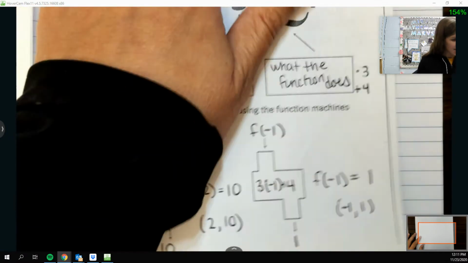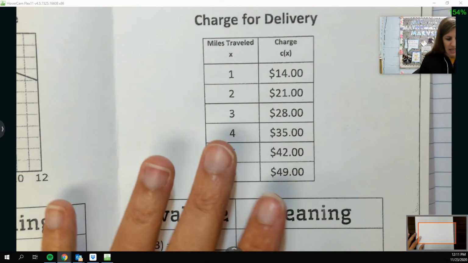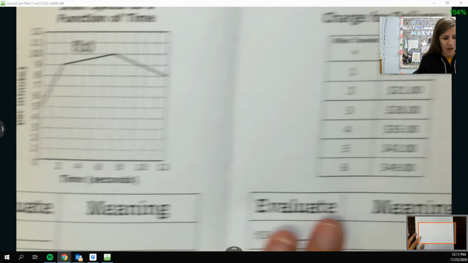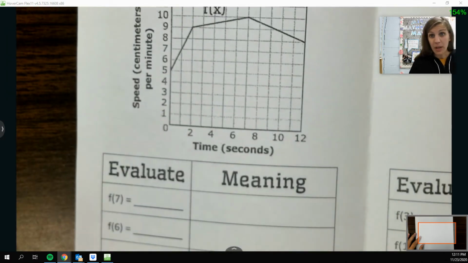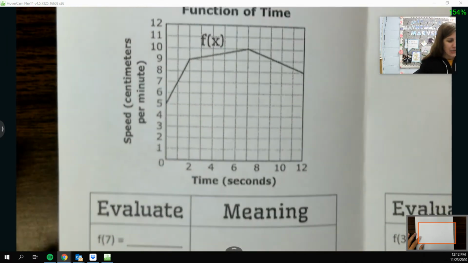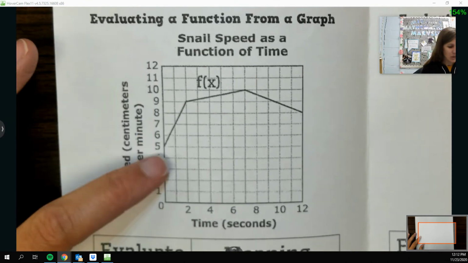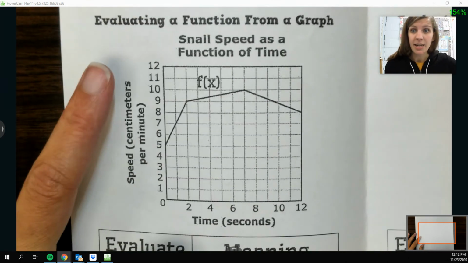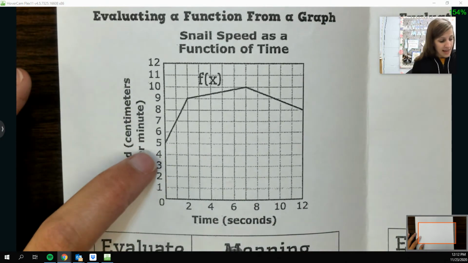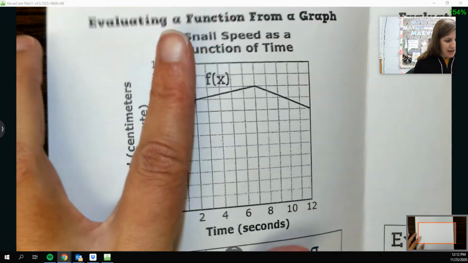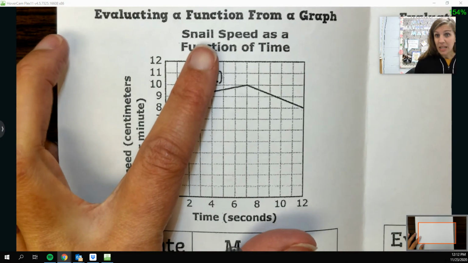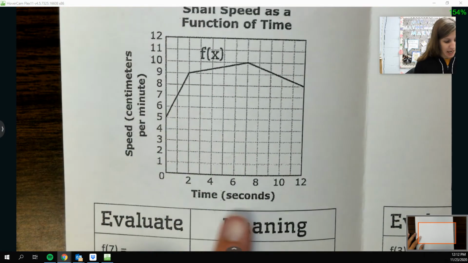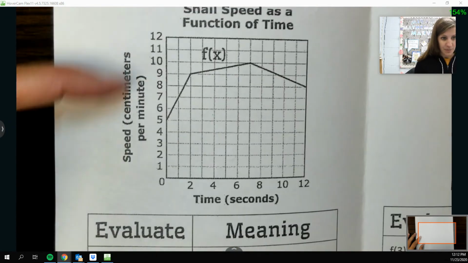Alrighty, let's take a look at 42. So it's just more of the same, except we're going to look at our functions in a slightly different way. And I'm going to leave a couple on this one for you guys to try. So if we look at the one on the left, we're looking at our graph. This time they don't give me an equation for my function. They gave me this graph, which is talking about the speed of a snail. So we got time and speed.